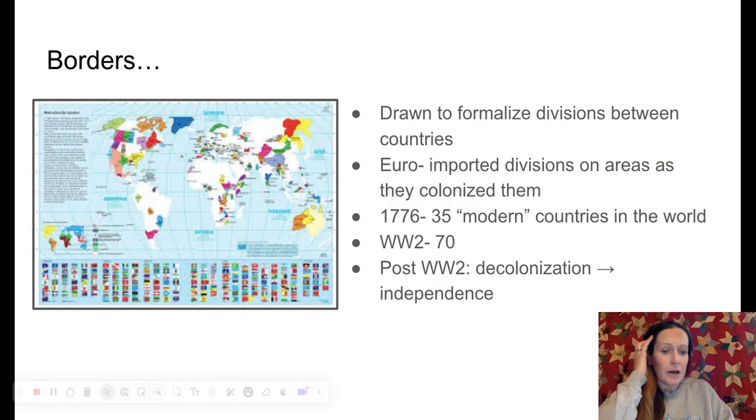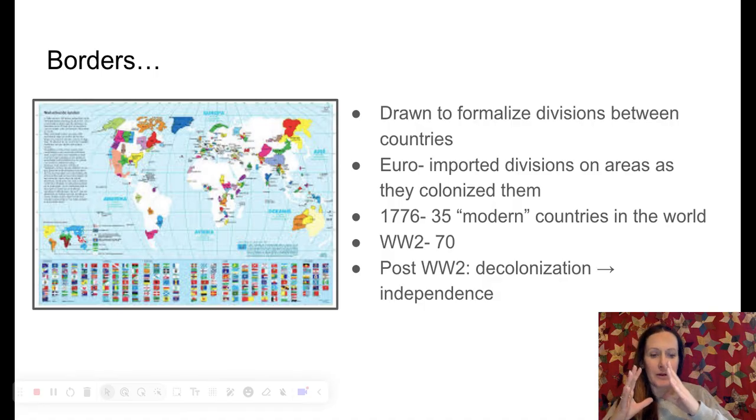All right, borders play a factor in this as well. So, in the modern state concept, people have allegiance to the state and the people, and there are borders that are drawn to formalize divisions between these countries. It's not like, well, I think that this is here. No, there is a formal border. There is a fence between you and your neighbor, and you have a spotlight that goes on if they get too close to that fence. Maybe you're one of those people, right?